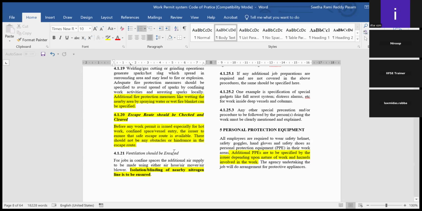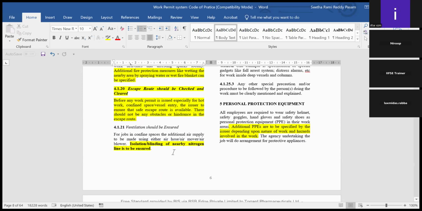Then ventilation should be ensured, along with isolation, blinding, or a nearby nitrogen line check. How is ventilation provided? Especially for confined space entry, we should definitely provide a continuous air supply, because of continuous occupancy; even more people enter there, and because of our basic nature of breathing continuously, there will be a chance of increased carbon dioxide. CO2 presence will be higher than the oxygen percentage.